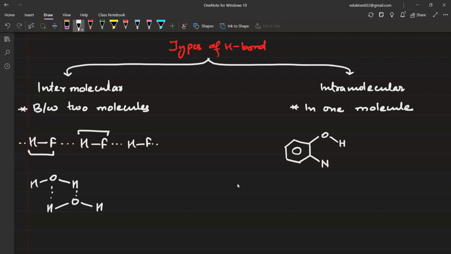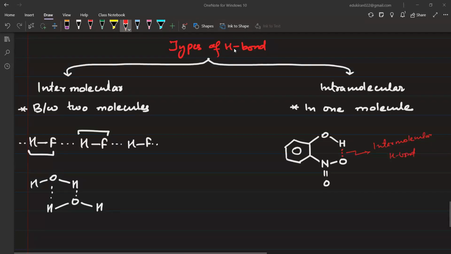Then you have nitrogen like this. Okay, nitrogen has a double bond, and then it has oxygen like this. Now this oxygen and hydrogen, they will be having, this is what, this is intermolecular hydrogen bond. Can you see the difference here? Yes or no? Please tell me. In both of these.